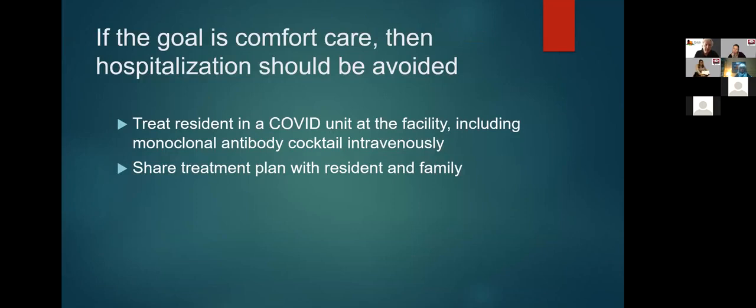Okay, so again, if the family and the patient say that the most important thing is comfort care, there should not be hospitalization, not only for COVID, but for other circumstances too. And certainly if it's a COVID infection, they can be treated in the COVID unit at the facility. And again, if they're that kind of in-betweener, where somebody has reasonable functionality and some level of independence, you can consider the monoclonal, the Regeneron monoclonal antibody cocktail.